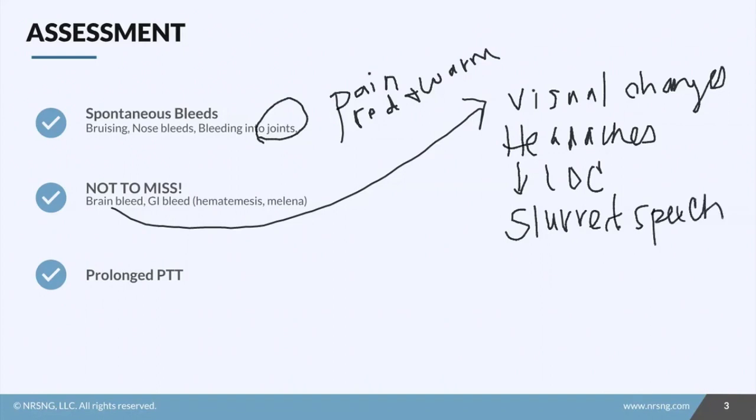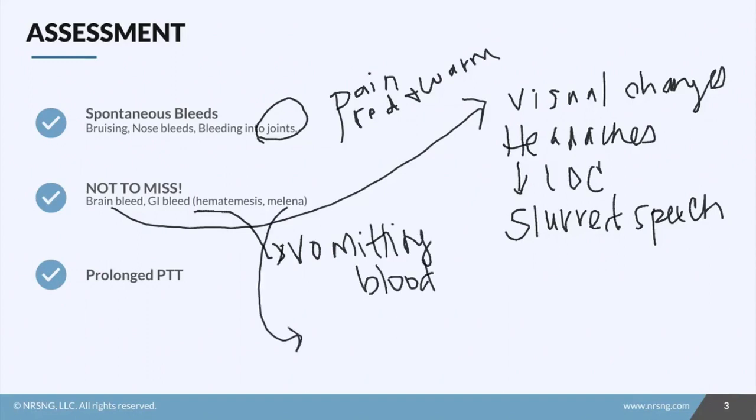For GI bleeds, you're going to be looking for things like hematemesis, which is when they're vomiting blood, or melena. Melena is when the stool is very dark, black, and that usually means that there's a bleed in the upper GI system. When you look at blood work for someone who has hemophilia, you're going to expect to see a prolonged PTT. Their PT times and thrombin times will actually be normal.